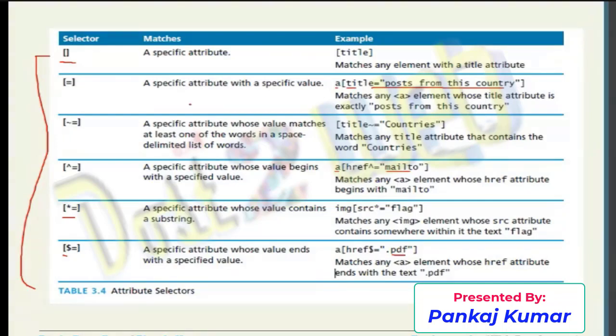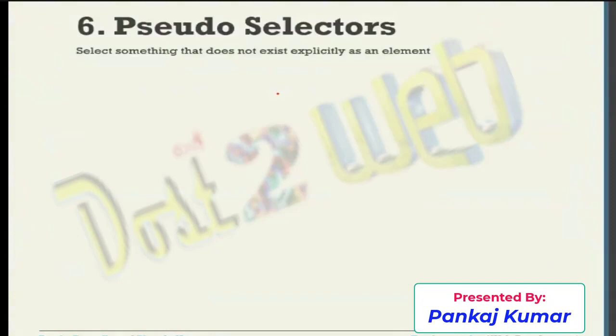Once you do the practice, you will get to know all this. Next, you have the pseudo selector. What is a pseudo selector? It means you are going to select something which does not exist explicitly as an element. Hope you remember you had the pseudo class. In the same way, here you have pseudo selectors.